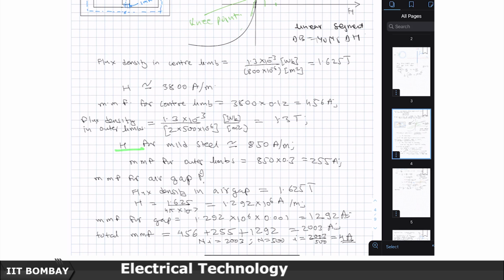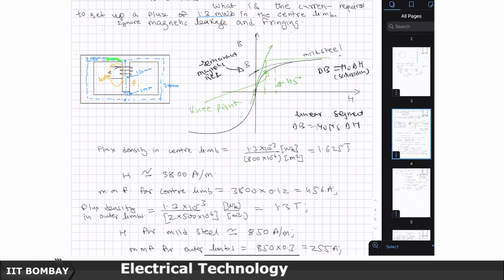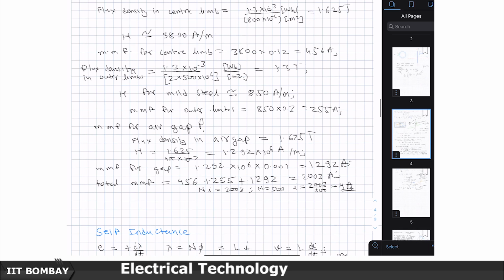So, again you have to go to the manufacturer's given sheet for that material and read, where cause is H, effect is B, what is the H required to set it up, which is 850 amperes per meter, the H which is required to set up this B. Then multiply that by the distance that it has to travel, which is 850 into 0.3, which is 255 ampere turns required.